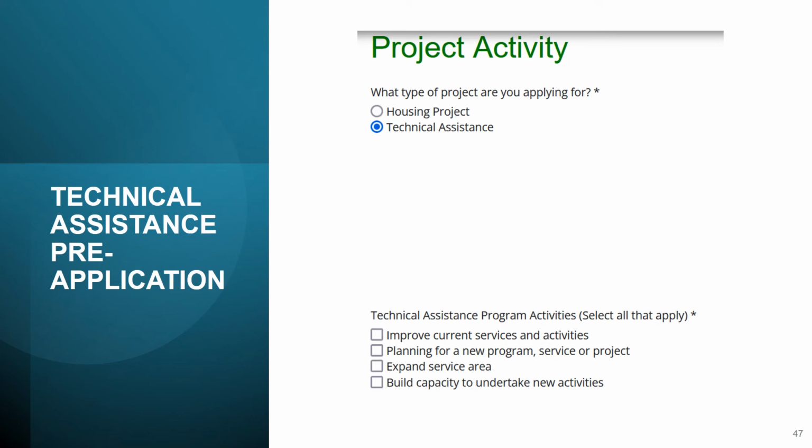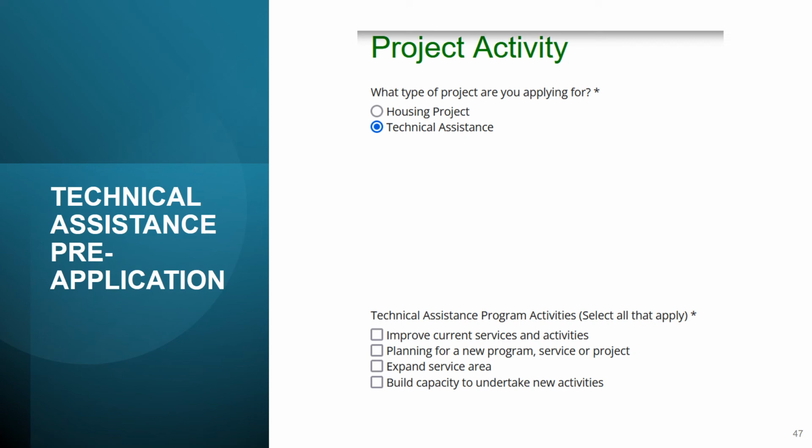Now I'm going to take you back for just a moment to project activity and to the example of when a technical assistance project is selected. You will see from time to time that there is some awkward space. Be sure to always scroll down to the bottom where you will find Mark as Complete and Save and Continue. So for the technical assistance project, there are 4 activities listed. You can select all that apply.